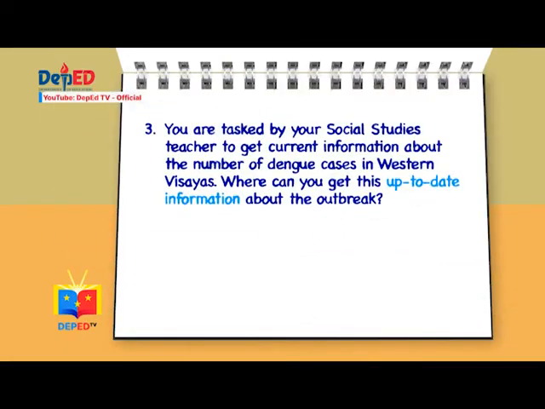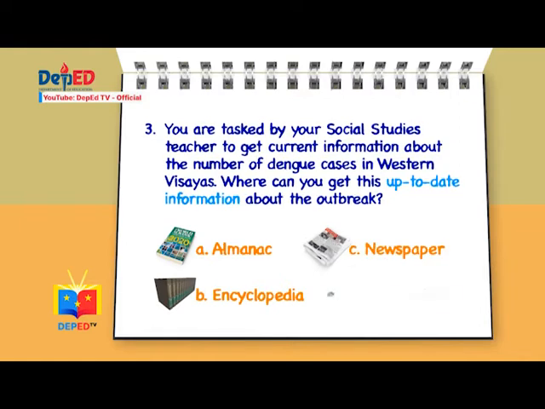Number 3. You are tasked by your social studies teacher to get current information about the number of dengue cases in Western Visayas. Where can you get this up-to-date information about the outbreak? A. Almanac. B. Encyclopedia. C. Newspaper. D. Magazines.